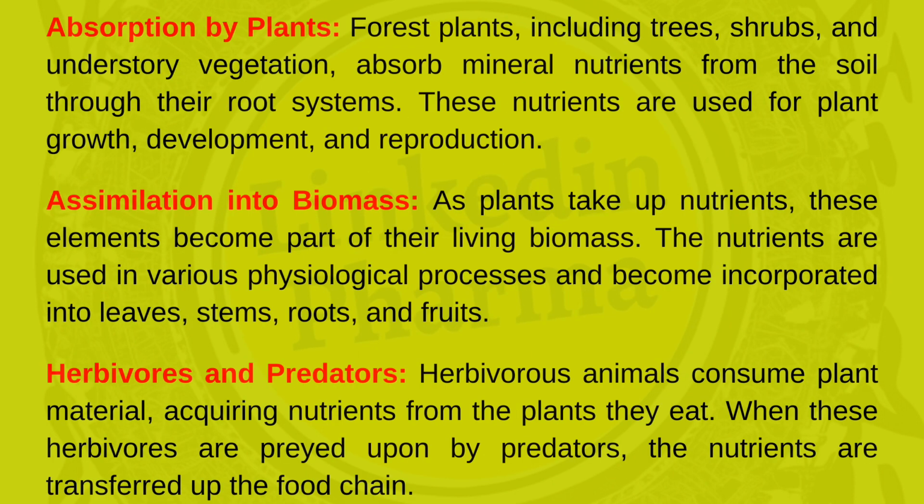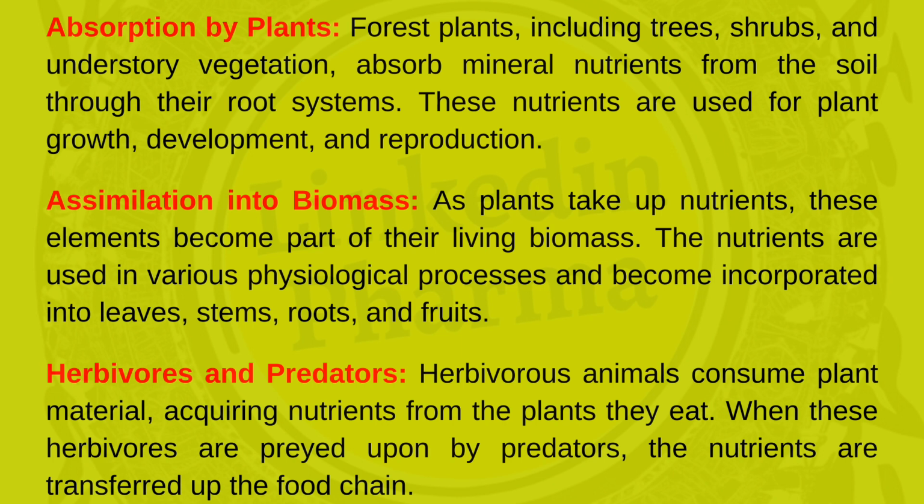Absorption by plants. Forest plants, including trees, shrubs, and understory vegetation, absorb mineral nutrients from the soil through their root systems. These nutrients are used for plant growth, development, and reproduction. Assimilation into biomass. As plants take up nutrients, these elements become part of their living biomass. The nutrients are used in various physiological processes and become incorporated into leaves, stems, roots, and fruits.